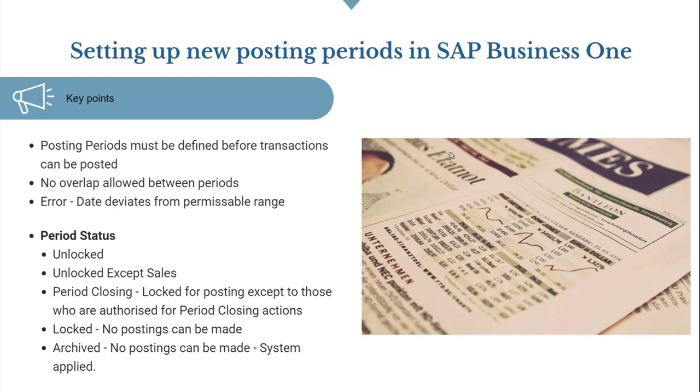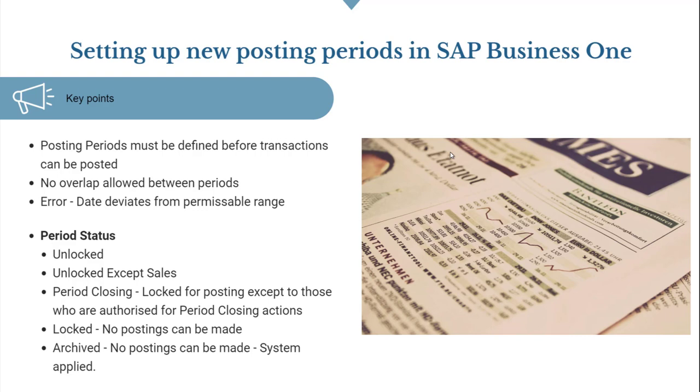So this might take place at the end of the month when you have all of your sales done, but you're still trying to tidy up those loose ends on the purchasing side of things. Then we can still post to the purchasing side, but we won't make the mistake of posting sales retrospectively to the past period. And again, it's those who are authorized that can do this.